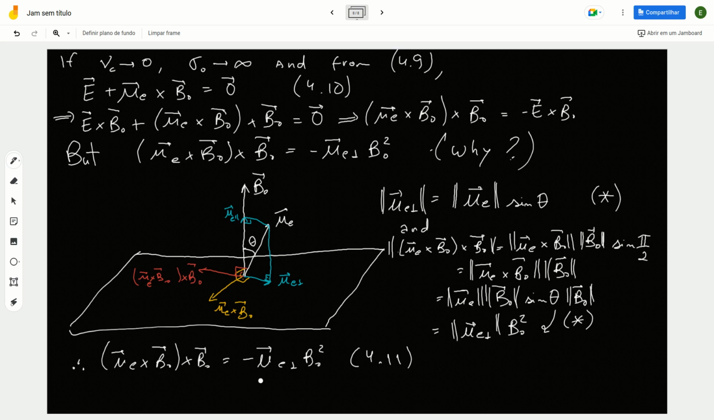So, using 4.10, where is 4.10? There. In 4.11, we'll call this E cross B minus E cross B. In 4.11, U E perp is equal to E cross B over B. Sorry, this is not an arrow. This is B square.